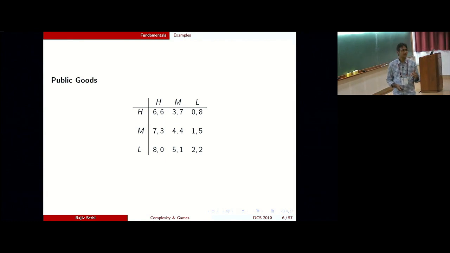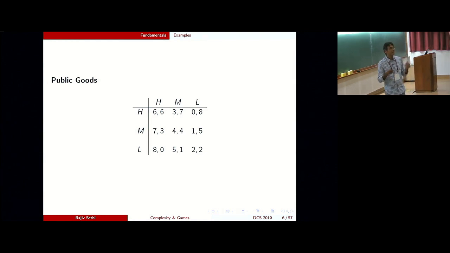And the payoffs, I'm sure you're familiar with this. The first number is the payoff to the row player. The second number is the payoff to the column player. Okay. So if they both choose high, they both get 6. If the row player chooses medium and the column player chooses low, then the row player will get 1, column player will get 5. Okay. Nash equilibrium.